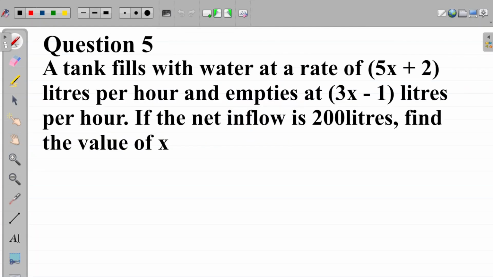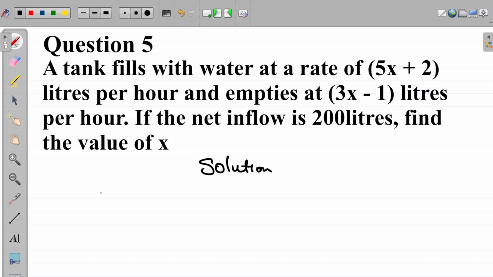Now, let us consider question number 5. The question states that a tank fills with water at a rate of 5x plus 2 liters per hour and empties at 3x minus 1 liters per hour. If the net inflow is 200 liters, find the value of x. So this is a word problem that will lead us to a linear equation.